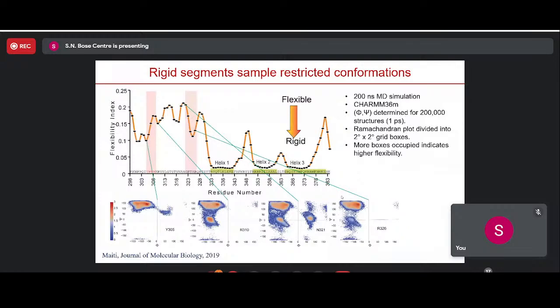We also try to understand the physical basis of why these small sequences are more rigid compared to others. For that, we did a 200 nanosecond MD simulation. This was done in 2018. At that time, the CHARMM36m force field came out, which was designed for disordered regions. But again, I was not very happy with the result that we got. But overall, it seems like we can understand what is happening.